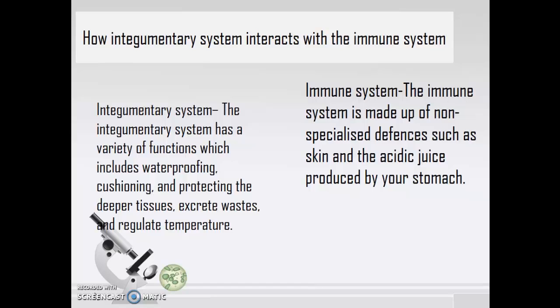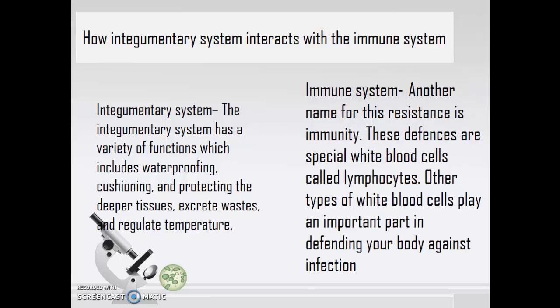Also, as we have studied in our junior classes, the nose has hairs and it filters the air, so that is also part of the immune system. Another name for this resistance is immunity. If you do not have a powerful immunity, you'll get infections again and again, you will get ill again and again. These defenses are special white blood cells called lymphocytes.